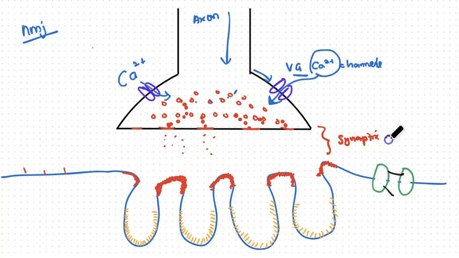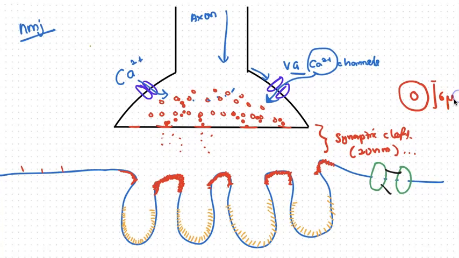Synaptic cleft. This seemingly huge gap here is only about 20 nanometers. It is very small. In contrast, let's give it a comparison, a red blood cell is around 6 to 8 micrometers. So this gap is comparable to almost as small as a virus.